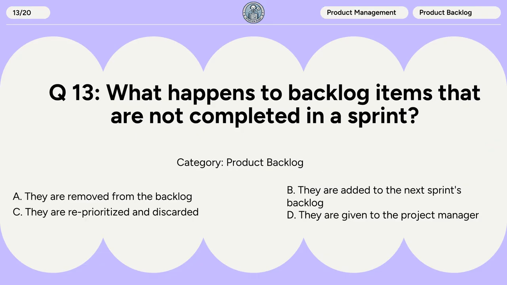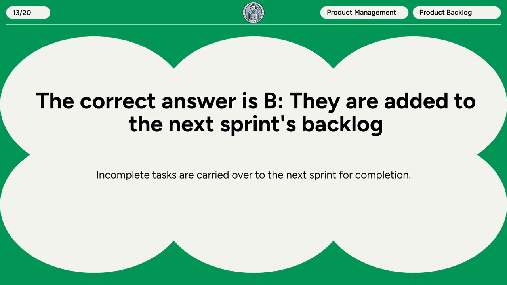Question 13. What happens to backlog items that are not completed in a sprint? A. They are removed from the backlog. B. They are added to the next sprint's backlog. C. They are reprioritized and discarded. D. They are given to the project manager. The correct answer is B. They are added to the next sprint's backlog. Incomplete tasks are carried over to the next sprint for completion.